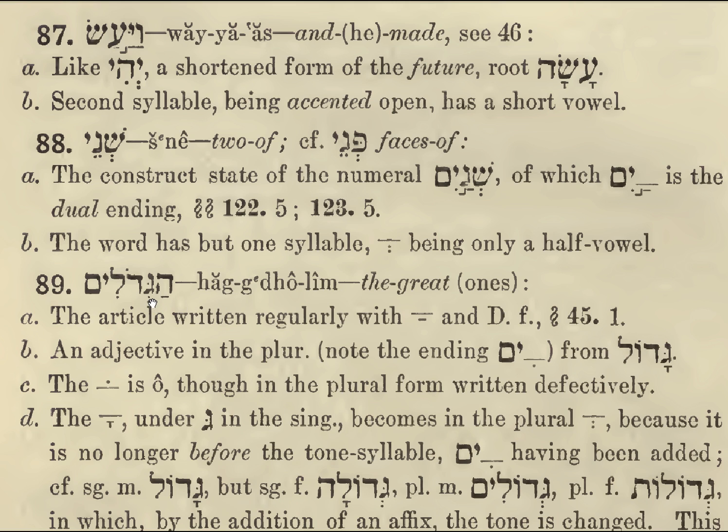Hag gedolim. Here we have the dagesh, the normal dagesh after a definite article. So the article is written regularly with patach and the dagesh forte, hag, and then gedolim. So here we have our long vowel, and here we have our long vowel. So gedo, and then lim.